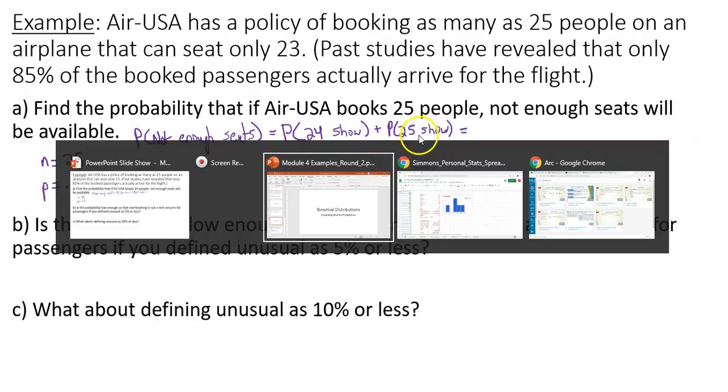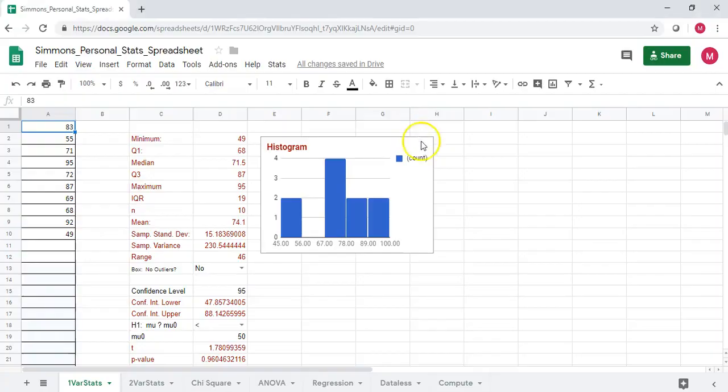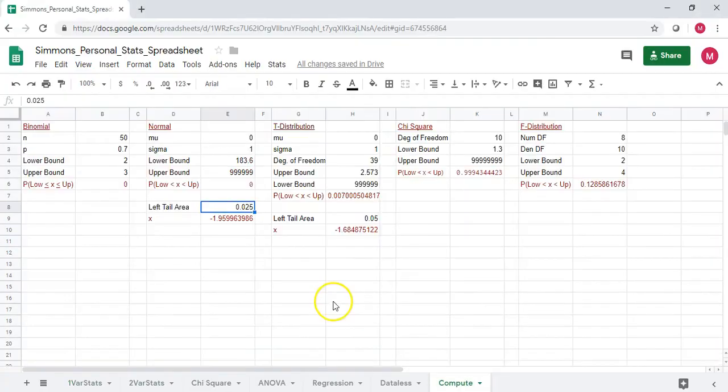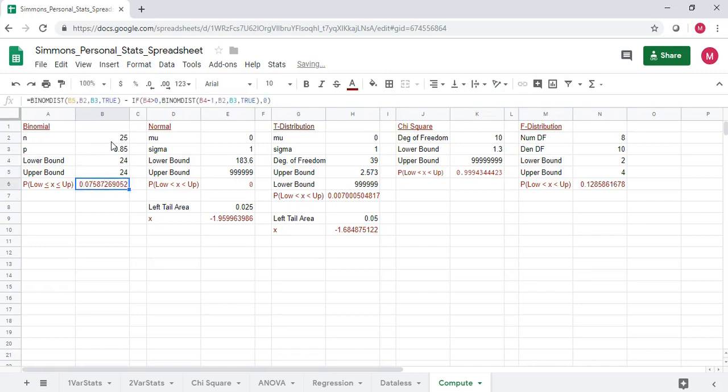So we'll go to our Google Sheet spreadsheet, and we'll go to the Compute tab, the binomial region. The number of trials will be 25. The probability of a success, meaning somebody shows up, is 0.85. And I'm first looking for 24 people showing up, so the lower bound and upper bound will be 24. You get about 0.0759 after you round to 4 decimal places.